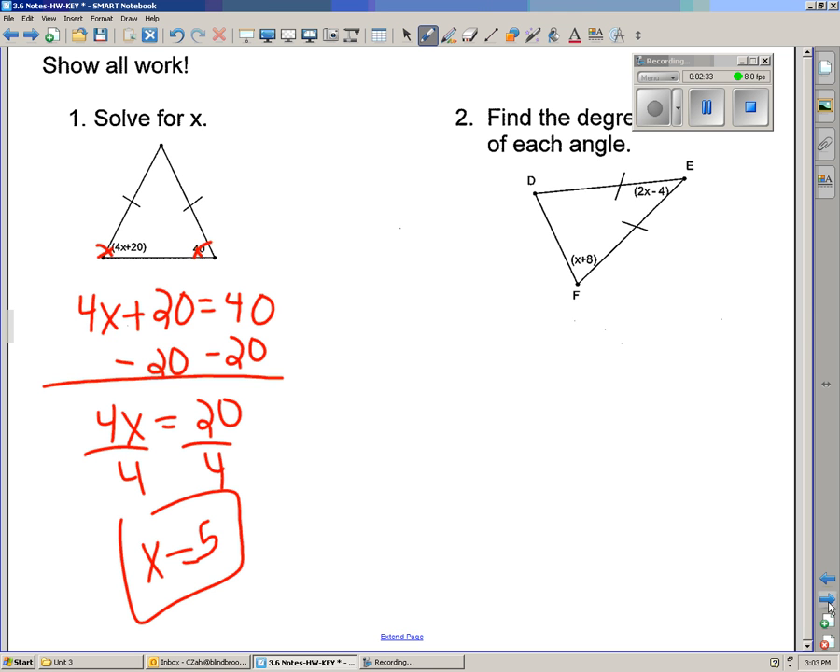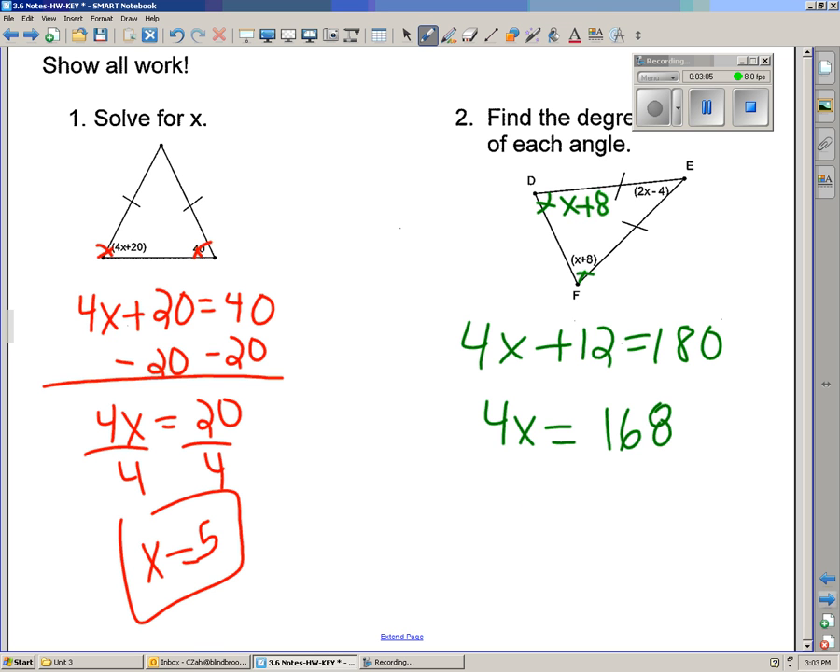On this next triangle, I want you to find the degree measure of each angle. Well, you've got DE and FE congruent, so the angles opposite them are congruent, which means that if F is x plus 8, D is also x plus 8. Because the three angles of a triangle add to 180, if I combine all my like terms, I get 4x plus 12 equal to 180. Subtract 12 on both sides, and you get 4x is 168. Divide both sides by 4, and x is 42.